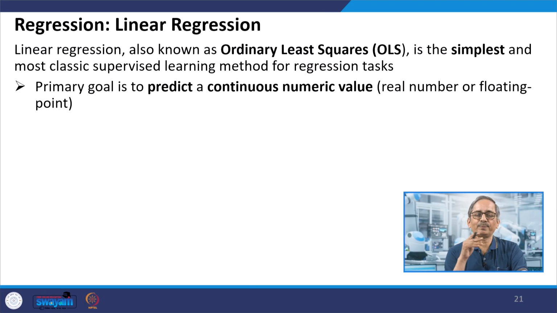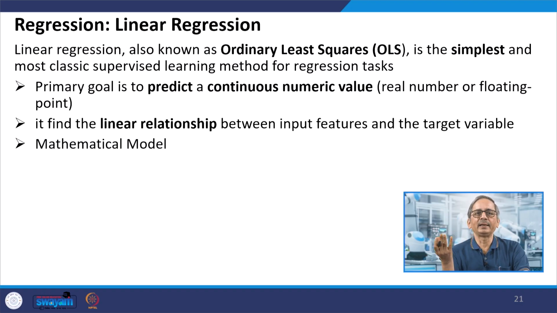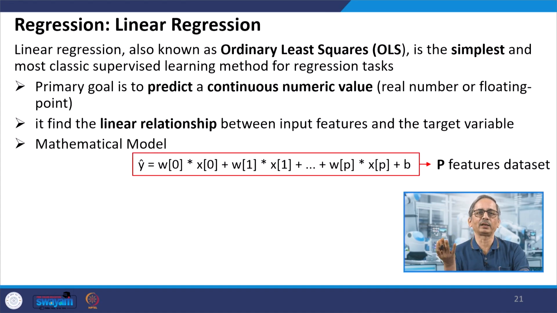The last part of today's lecture is regression, where I am going to talk about linear regression. Linear regression is also known as ordinary least squares, and this is the simplest, most classical supervised learning model. Here our primary goal is to predict a continuous numeric value, finding the linear relationship between input and output, or the target variable, using a mathematical model.